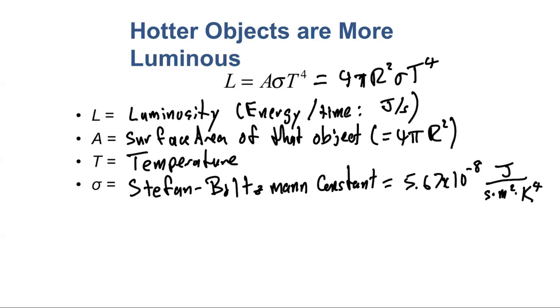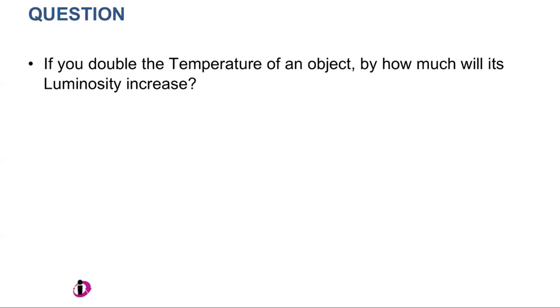Okay, one more question for you. If you double the temperature of an object, by how much will its luminosity increase? Go ahead and give it a go. Okay, so let's answer this question together now. We know that L equals 4 pi r squared sigma T to the 4th, right? So if we increase the temperature of an object, we are only increasing the temperature. We are leaving all of this other stuff constant. We're not changing 4 and pi or sigma, those are constants.